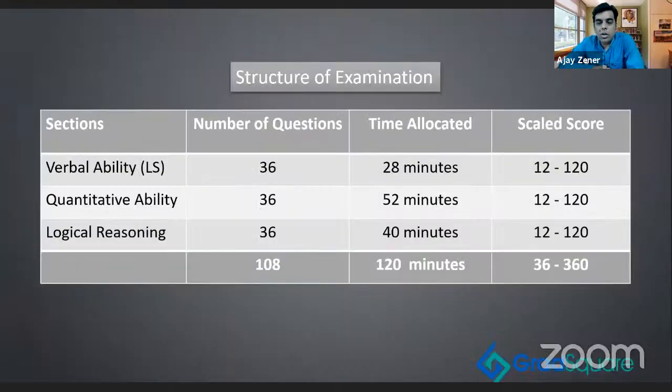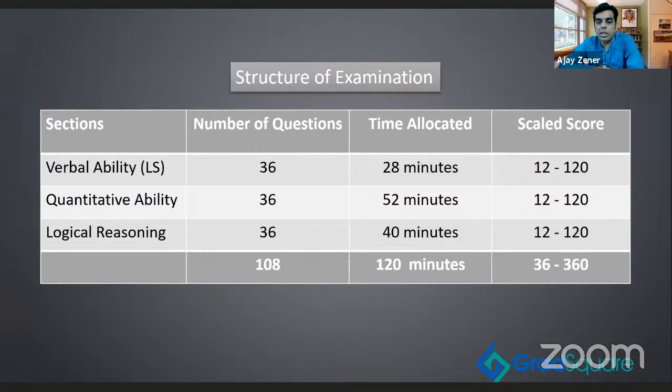Last year onwards, your NMAT paper has changed to a new pattern. Last year was the first year when this pattern was introduced by NMAT. In this pattern, you have an equal number of questions in all the three sections. You have 36 questions in verbal ability, which is called the language skills. You have the quantitative ability, which has 36 questions, and you have the logical reasoning part, which has another 36 questions.